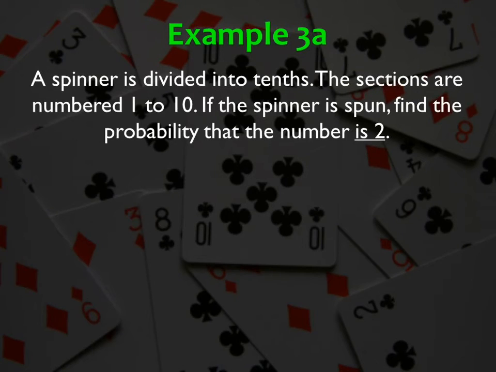Let's move to example 3a. A spinner is divided into tenths. The sections are numbered 1 to 10. If the spinner is spun, find the probability that the number you get is a 2.